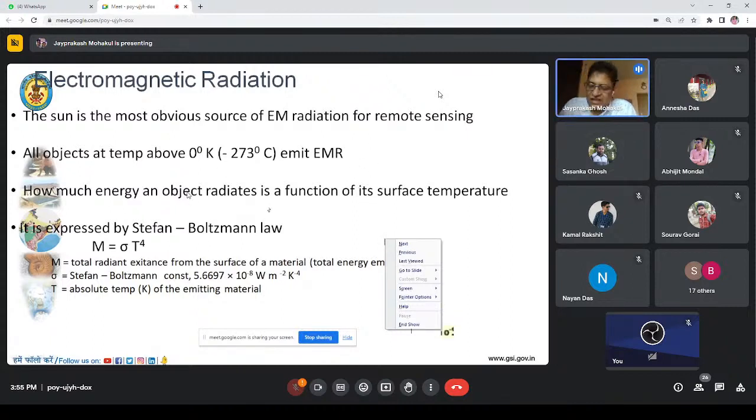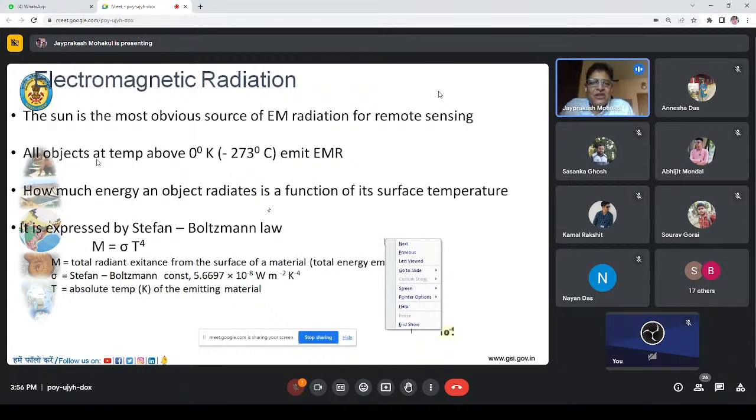Yeah, I'm just discussing different laws, different principles. You need to understand these laws, not to interpret, but to understand what processes take place in remote sensing. Right now, the sun is the most obvious source of electromagnetic radiation for remote sensing. That is the source.